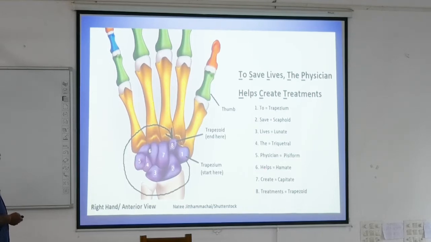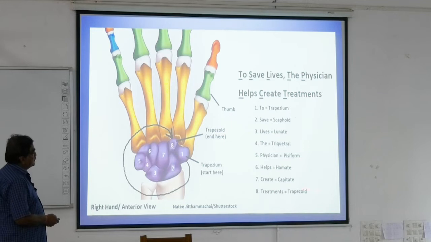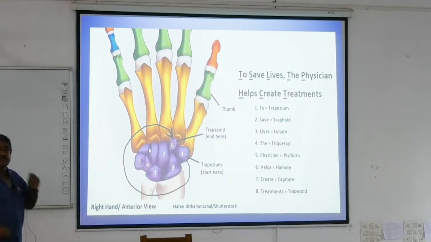And in the distal row, helps is hamate. Create is capitate, 7. And treatment, trapezoid, the 8th is the trapezoid. Now, this is the basic framework. And if you have this in mind, you can build up the story.